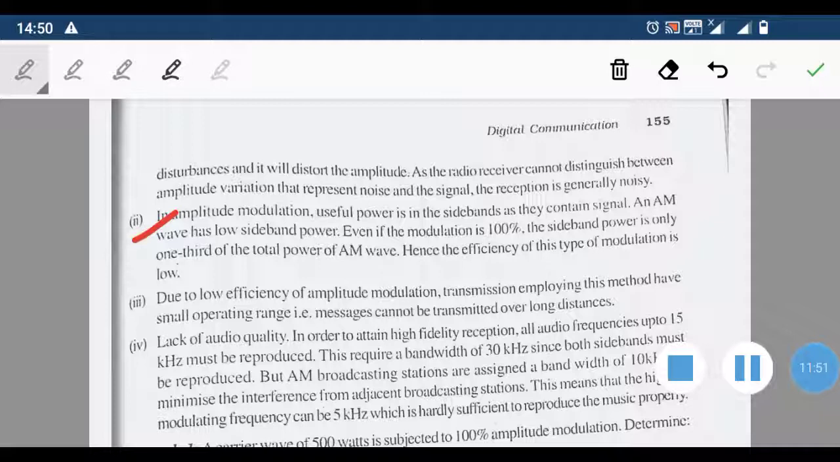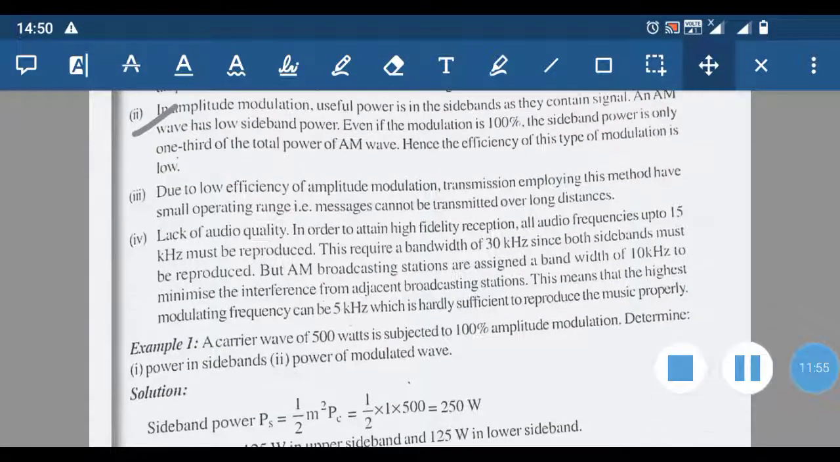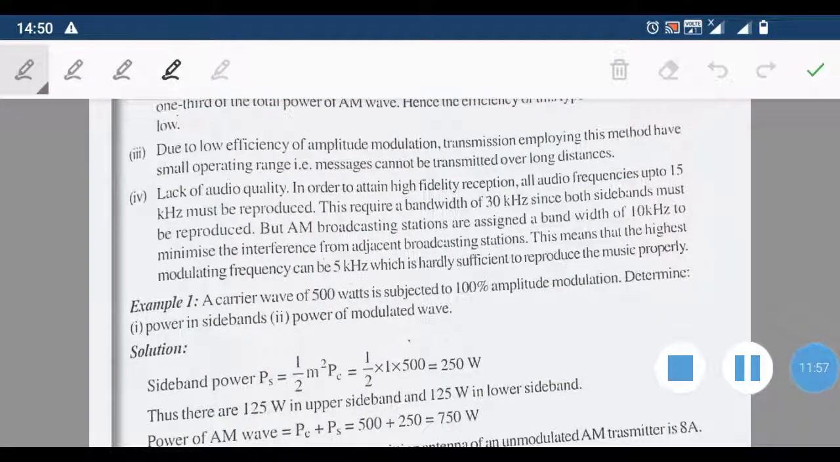And the third limitation is that due to the low efficiency of amplitude modulation, a transmission employing this method will have a small operating range, that is, the message cannot be transmitted over long distances. So it has low efficiency, and because of this, the signal cannot be transmitted to large distances.